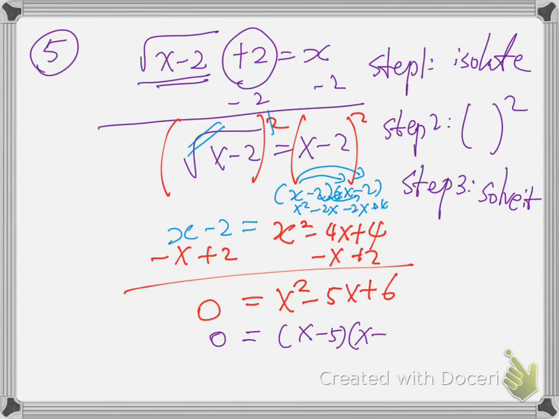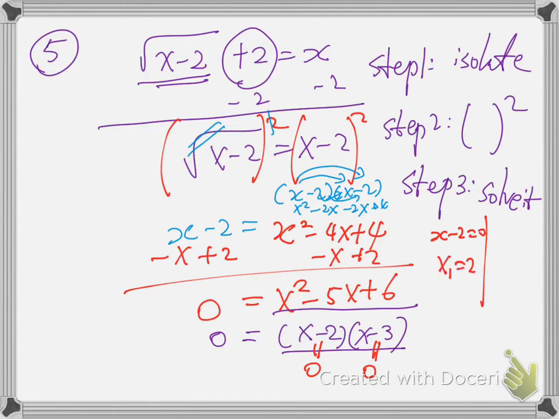So 0 is x minus 2 and x minus 3. Minus 2 minus 3: product is 6, sum is negative 5. So we change this quadratic to a product. The zero product property tells us the product is 0, so this is 0, that is 0. So we get two new linear equations. x minus 2 is 0, so x1 is 2. x minus 3 is 0, so x2 is 3.